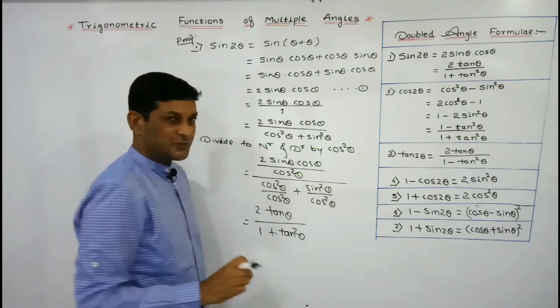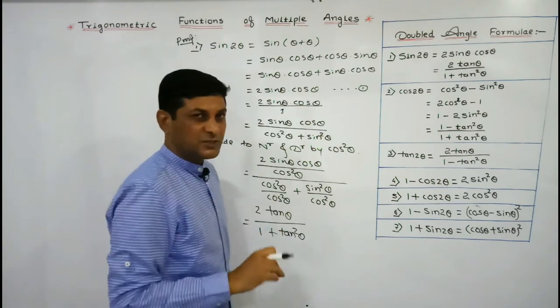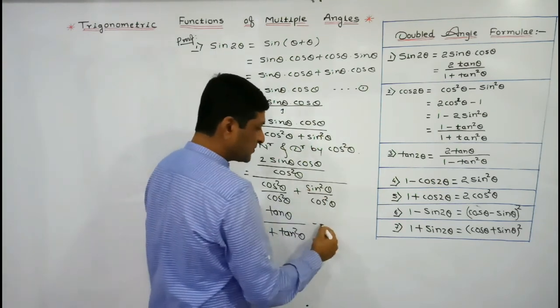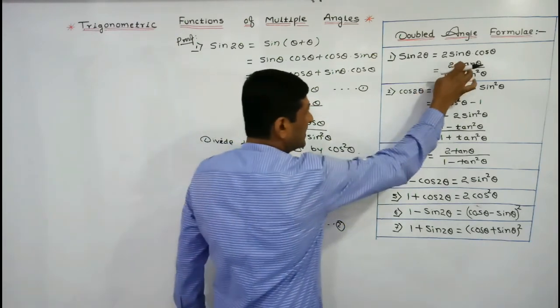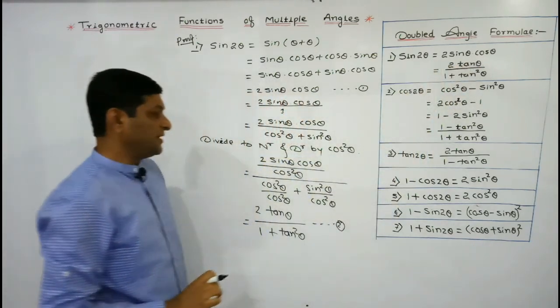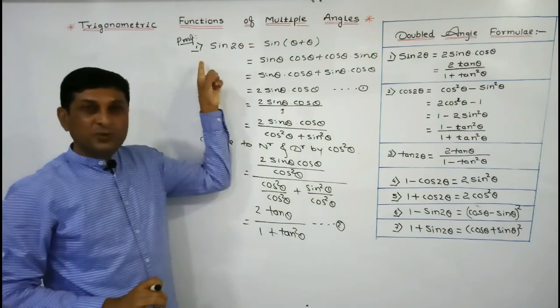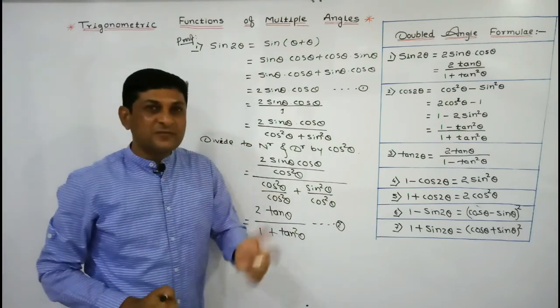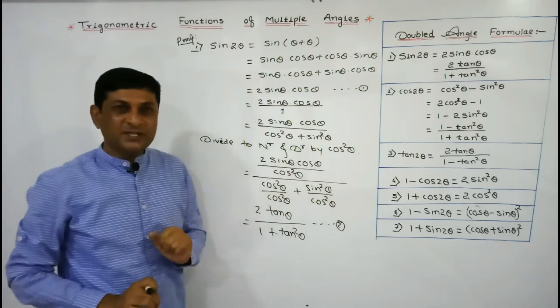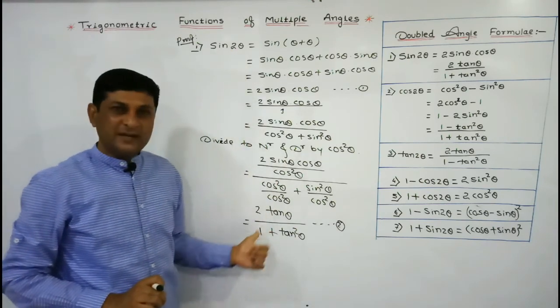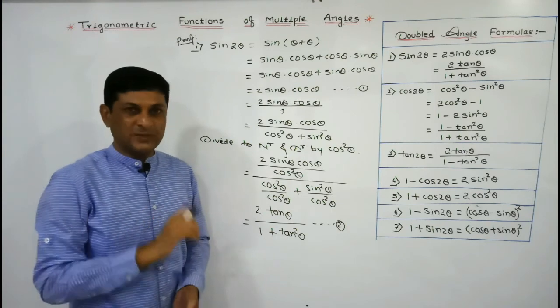Sin square upon cos square is tan square, because sin upon cos is tan, so sin square upon cos square is tan square theta. And check that, is it our second required result? 2 tan theta upon 1 plus tan square theta. In this way we have proved the double angle formula related with sin. So sin 2 theta is equal to 2 sin theta into cos theta, and its second value is 2 tan theta upon 1 plus tan square theta.